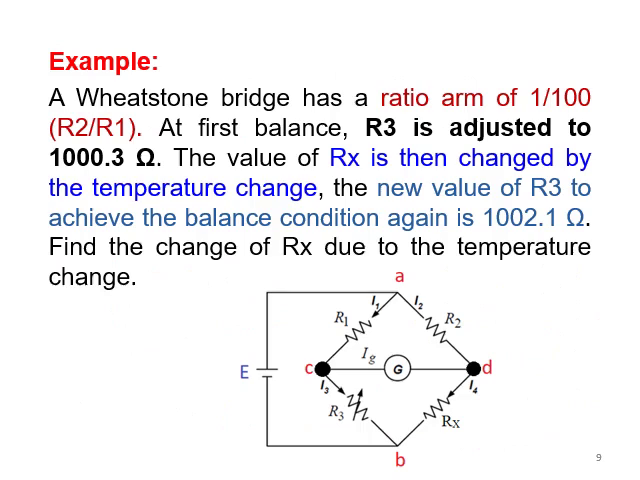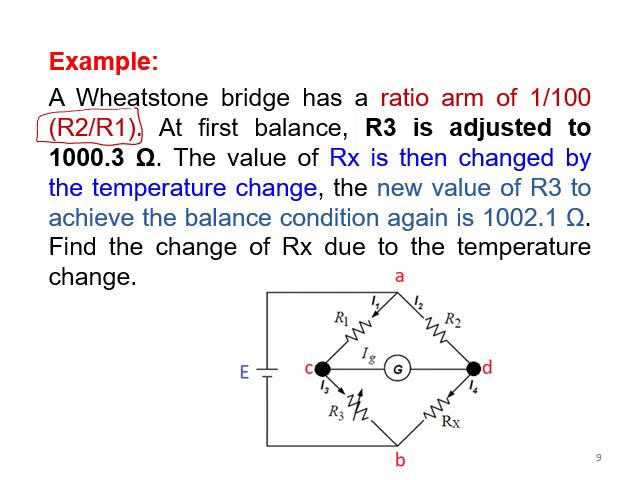Another example here: a Wheatstone bridge has a ratio of 1 to 100, 1 over 100. That means R2 to R1 equal to 1 over 100. So what is the value of R2? We don't know. The value of R1 we don't know. We know only the ratio between them. At the first balance, R3 adjusted to 1000.3 ohm.